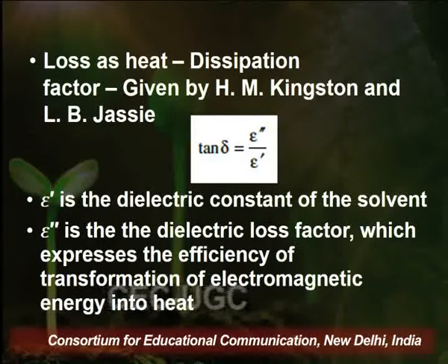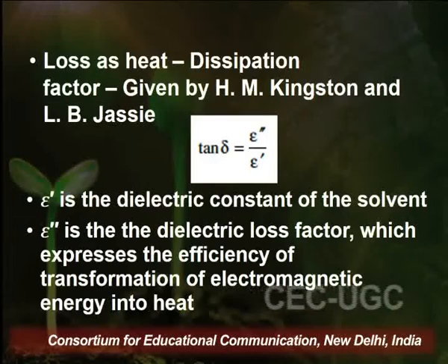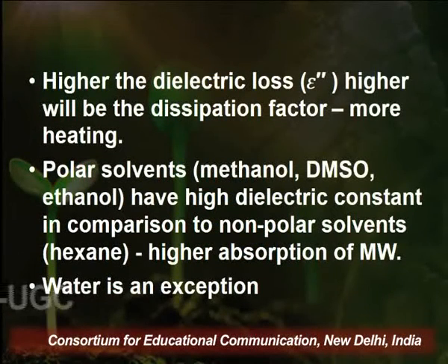So we can say that if a substance has a high dielectric loss, it will have a high dissipation factor. A higher dissipation factor will lead to more heating, or overall heating, of the mixture. Whereas if a compound has a high dielectric constant but a low dielectric loss, then the overall dissipation factor will be less. Now this relation can be further explained by taking the example of certain solvents. You can see that the higher the dielectric loss, the higher the dissipation factor and the more the heating.